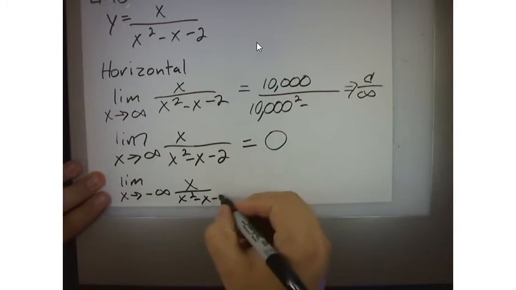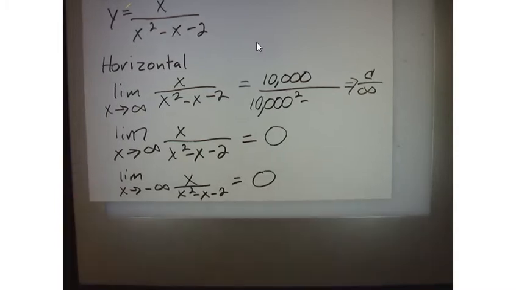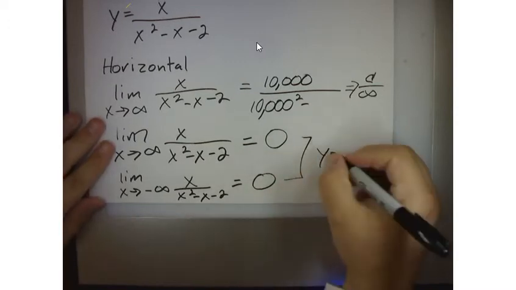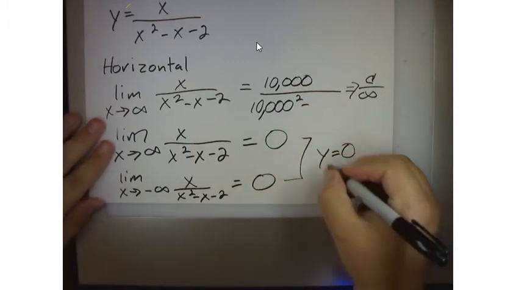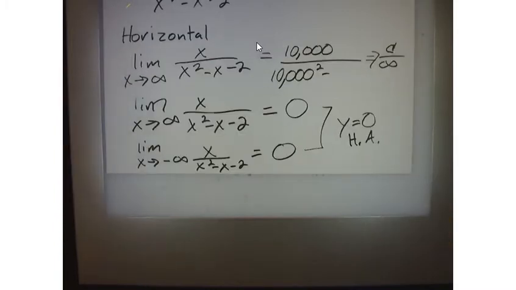So what that means is this behavior, y equals 0, is my horizontal asymptote. Does that make sense? Because we're never ever going to get to 0. We'll approach it, but we'll never get to it. It'll never ever equal 0.